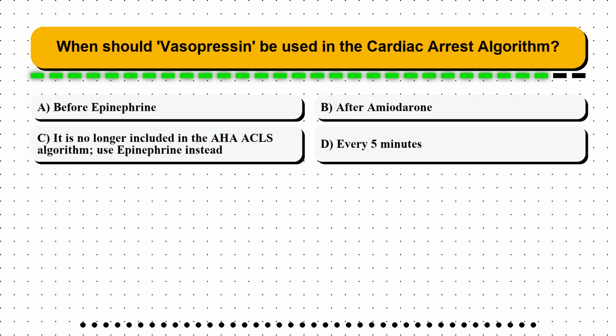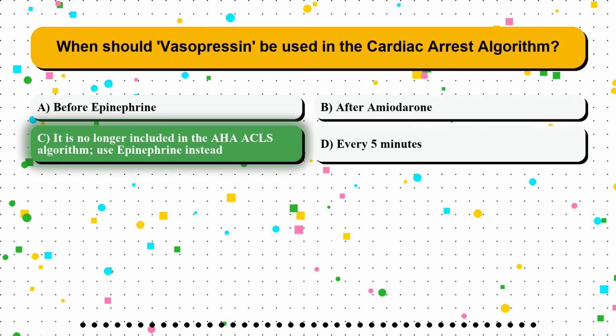Question 31. When should vasopressin be used in the cardiac arrest algorithm? Option A, before epinephrine. Option B, after amiodarone. Option C, it is no longer included in the AHA ACLS algorithm, use epinephrine instead. Option D, every 5 minutes.